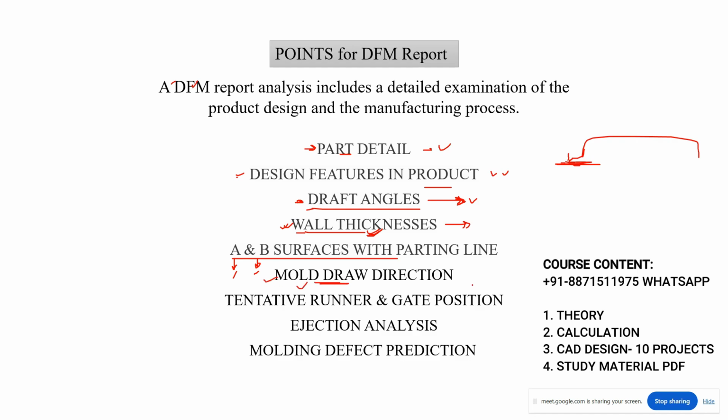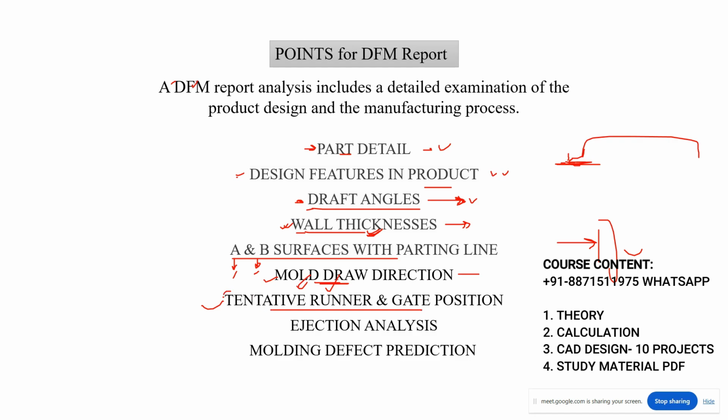Mold draw direction. It shows the direction of ejection of the component. Where the component will be ejected is the draw direction. It will also show the core and cavity region, or the fixed half and the moving half of the component. Right? Tentative runner and gate position.